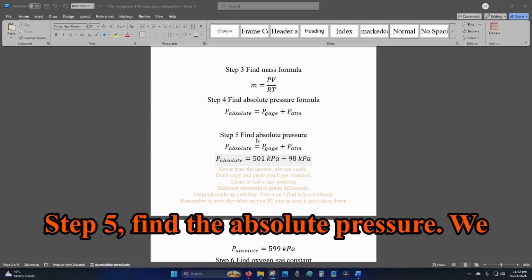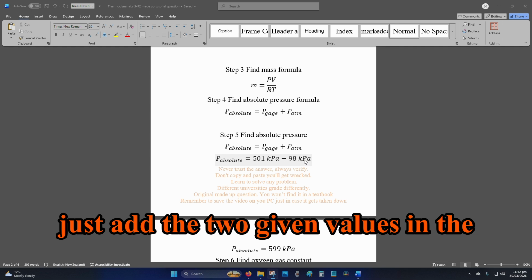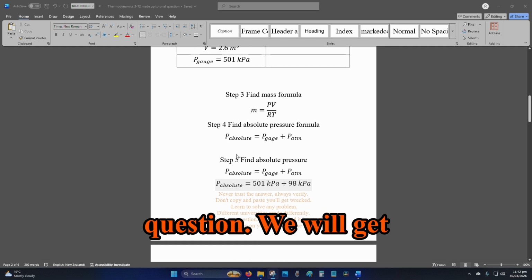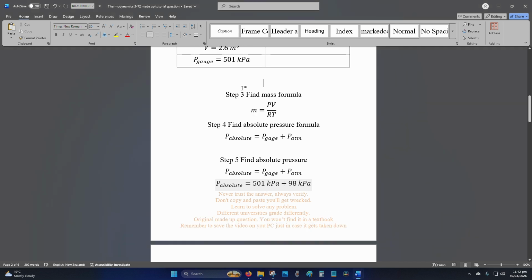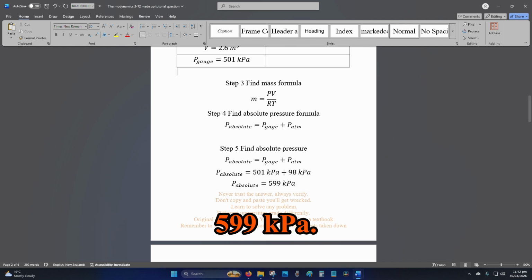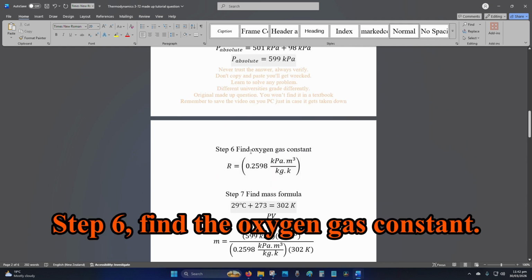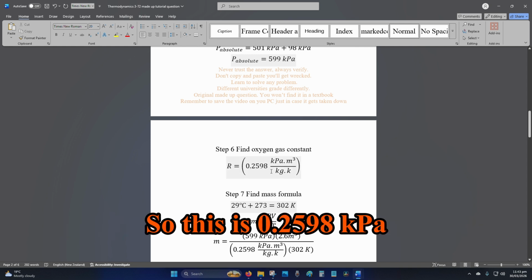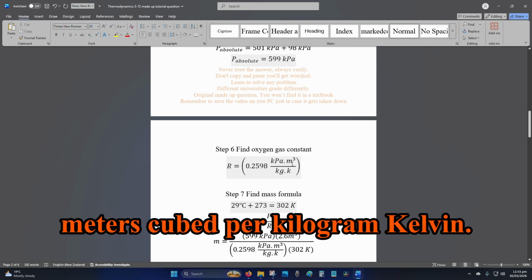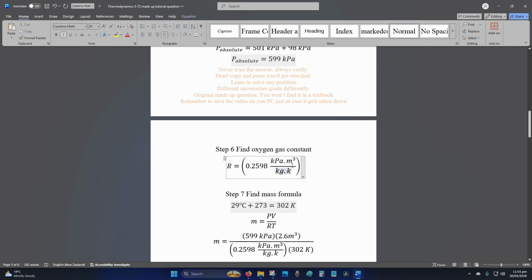Step 5, find the absolute pressure. We just add the two given values in the question. We will get 599 kPa. Step 6, find the oxygen gas constant. So this is 0.2598 kPa meters cubed per kilogram Kelvin.